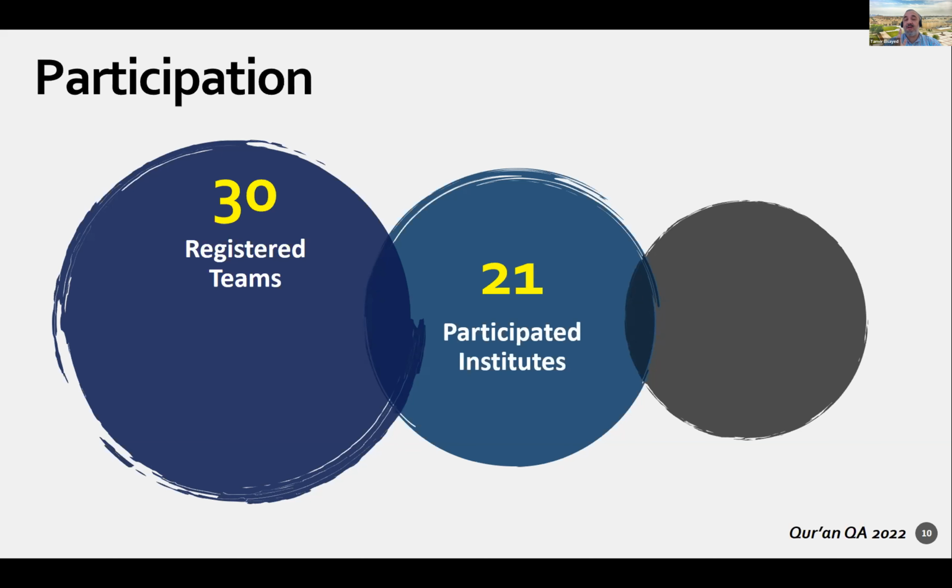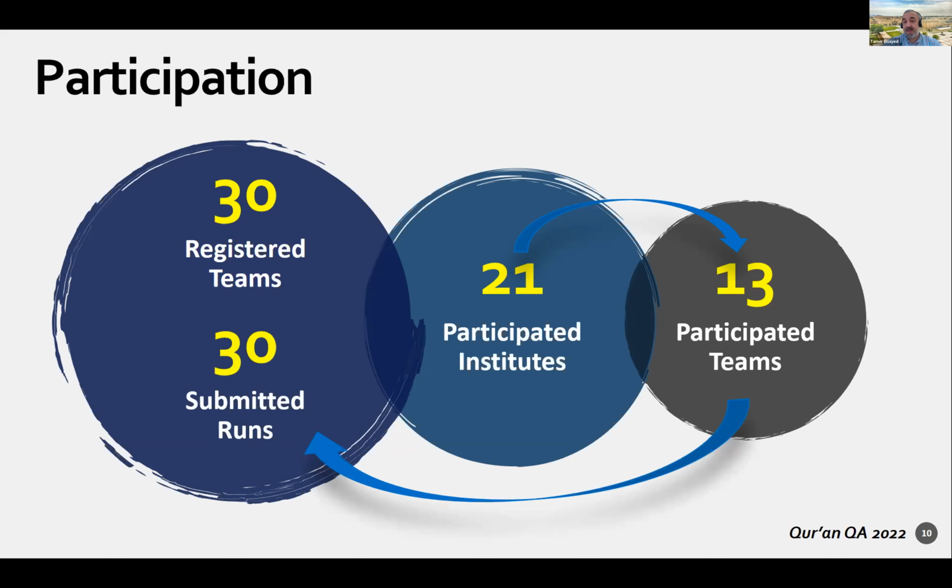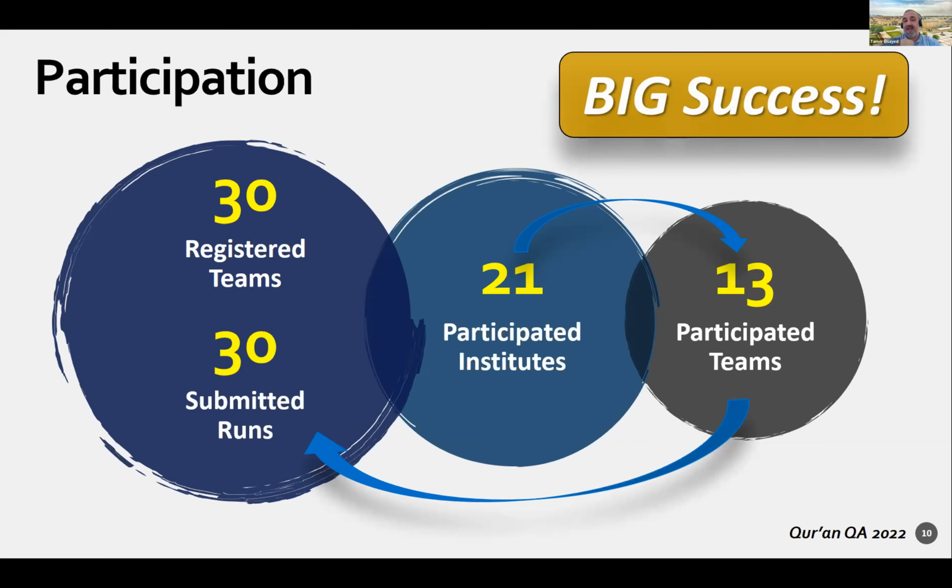Eventually, 21 institutes participated in the task. Many of them were collaborating, so actually 13 teams participated. We started with 30 registered, they got the training set, but eventually only 13 of them submitted runs. The submitted runs were actually 30. For this set of numbers, I think that was really a very good start, and I personally consider that a big success for the first version of the shared task.